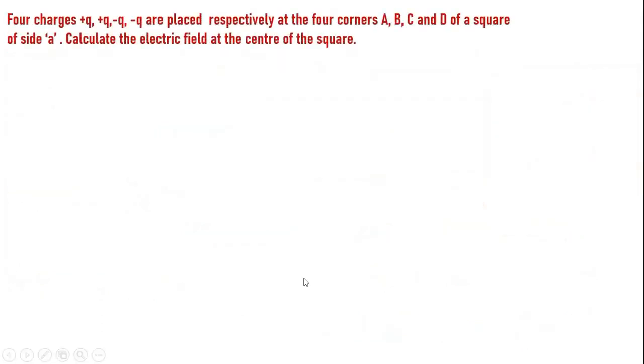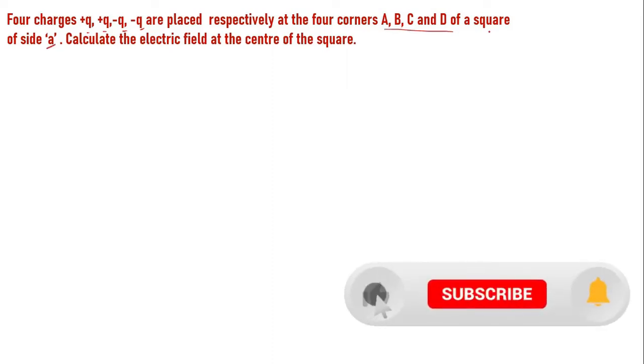Next, go for the other question. Four charges plus Q, plus Q, minus Q and minus Q are placed respectively at the four corners A, B, C and D of a square of side a. This time it is a question based on a square. Calculate the electric field at the center of the square.